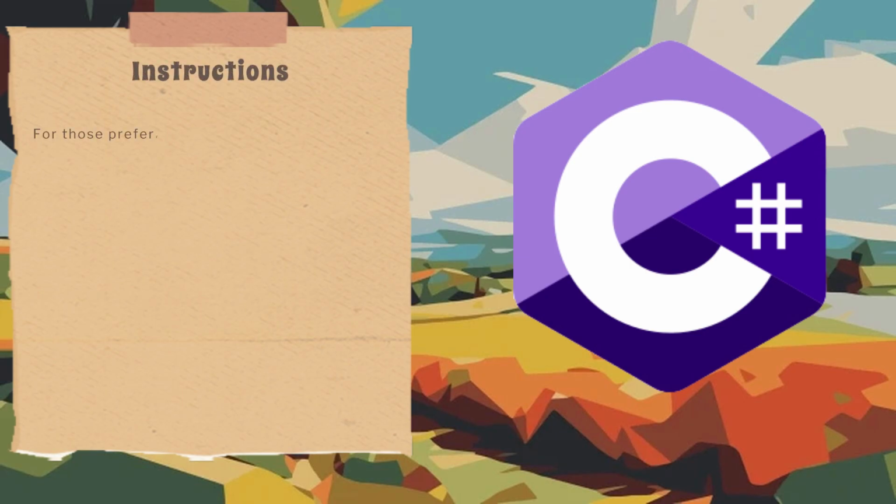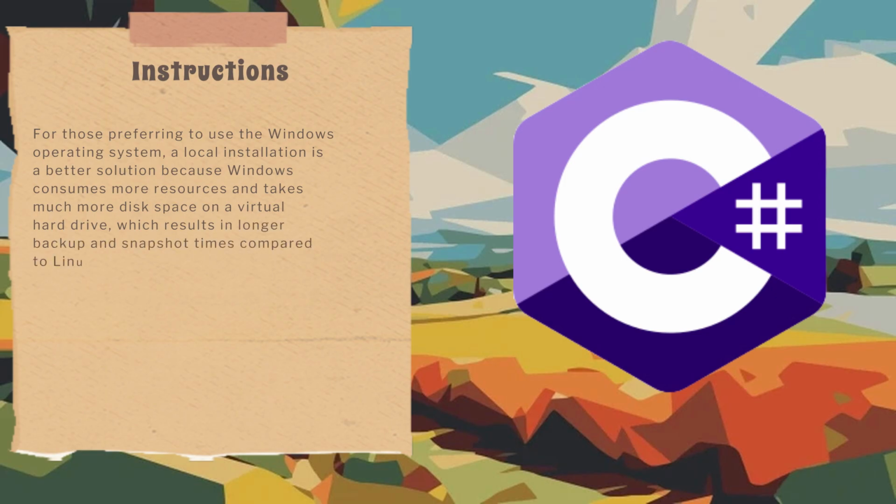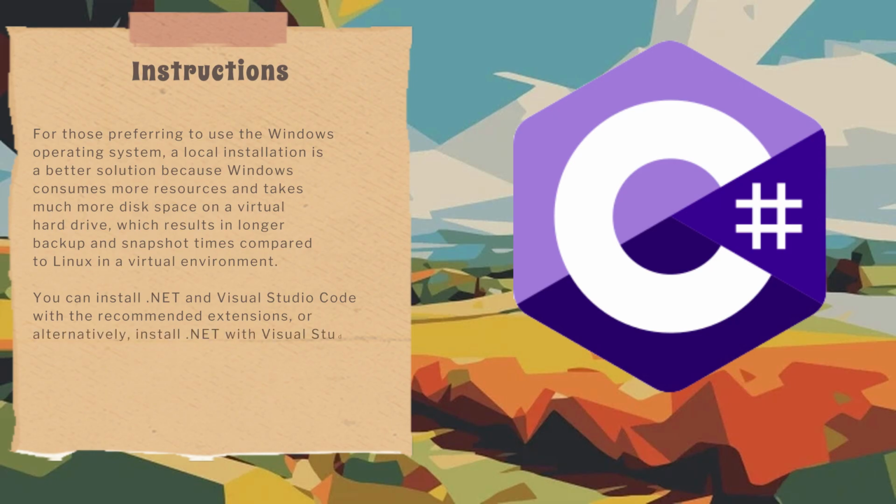For those preferring to use the Windows operating system, a local installation is a better solution because Windows consumes more resources and takes much more disk space on a virtual hard drive, which results in longer backup and snapshot times compared to Linux in a virtual environment. You can install .NET and Visual Studio Code with the recommended extensions, or alternatively, install .NET with Visual Studio Community Edition instead of Visual Studio Code.